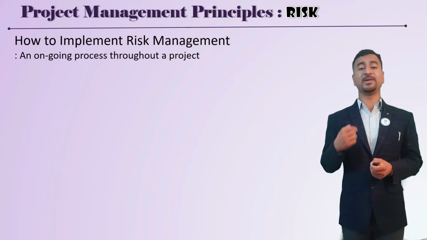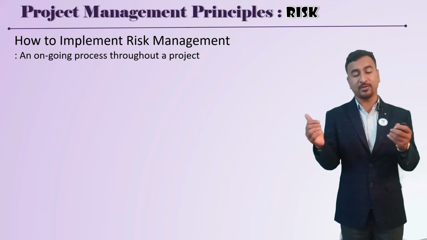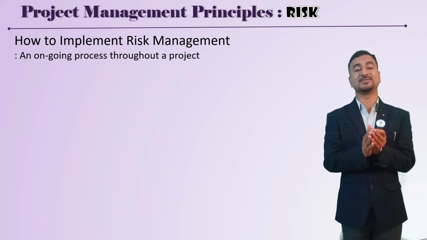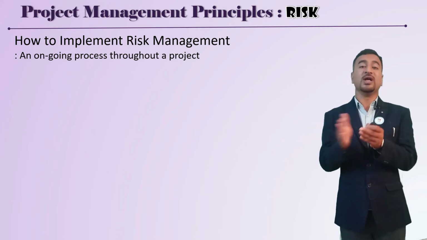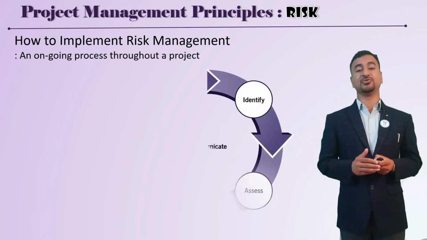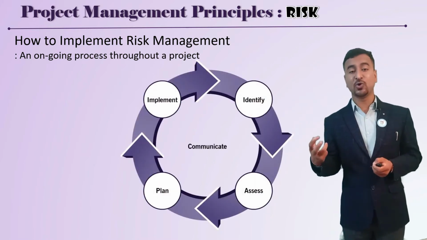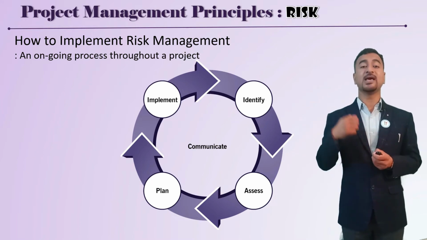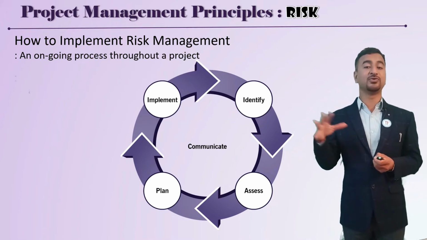Now, how to implement risk management? It is an ongoing process throughout the project life cycle. It's not that you can do risk response and risk management only at the beginning of the project; you do it throughout the project life cycle. You identify the risk, then assess the magnitude of the risk, then plan how you are going to address that risk, and finally implement the risk response strategy. And the fifth one is to communicate throughout the horizon.